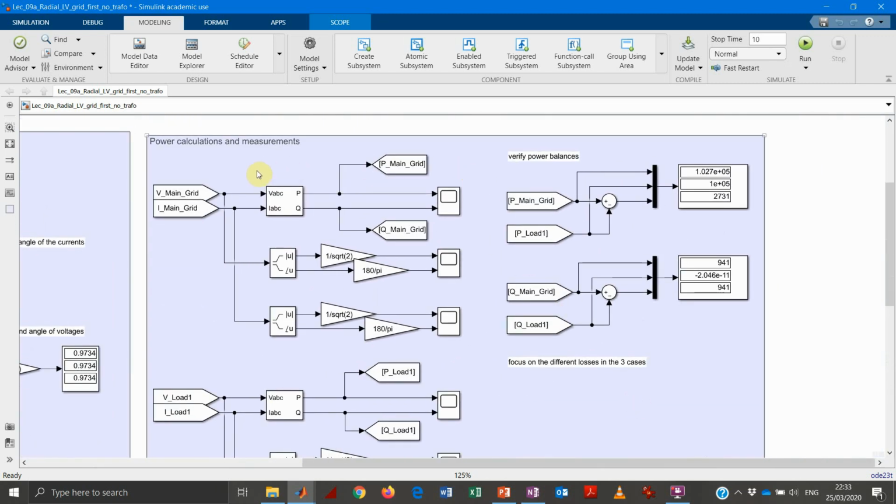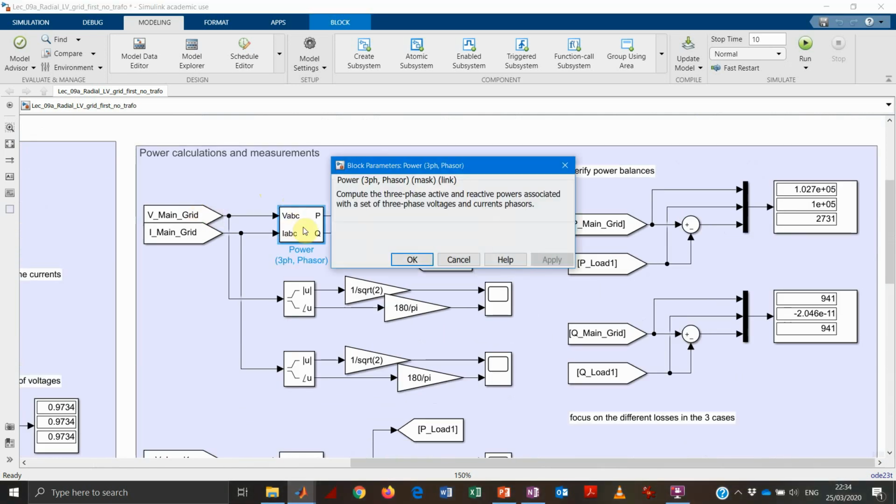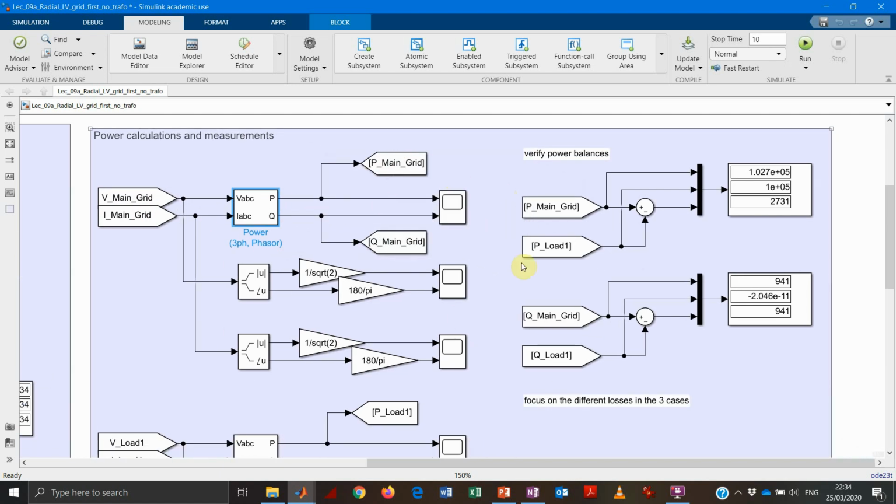And the same we can do for getting power values out. So in this case, I just use this block that is called three-phase phasor power. It just needs to get voltage and currents, and then it will display the computed active and reactive power. And then I can do all the balances.